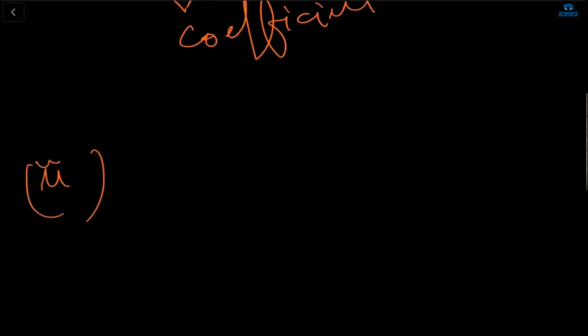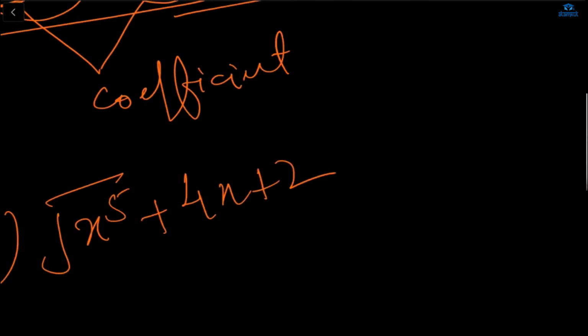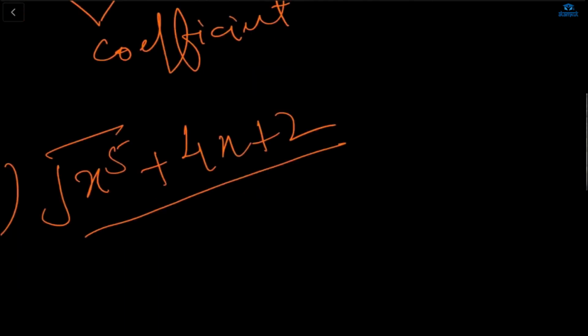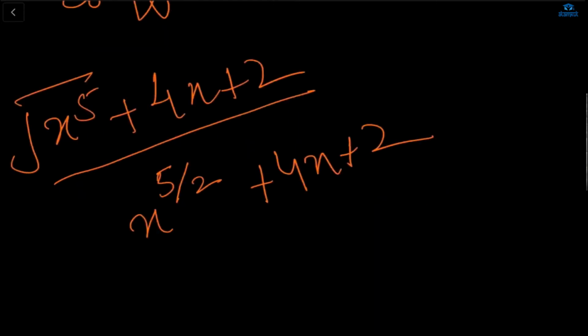The question is root x to the power 5 plus 4x plus 2. If you remove this root to get the exact power, it will be 5 by 2. Am I right, everybody? Yes, and then plus 4x. It is a non-polynomial, but why? Because of this power, 5 by 2, which is not a whole number. Understood? So this is not a polynomial.